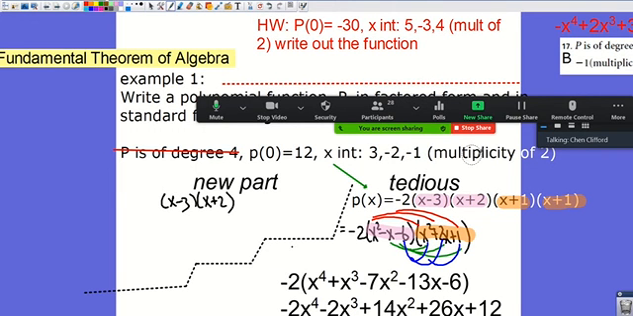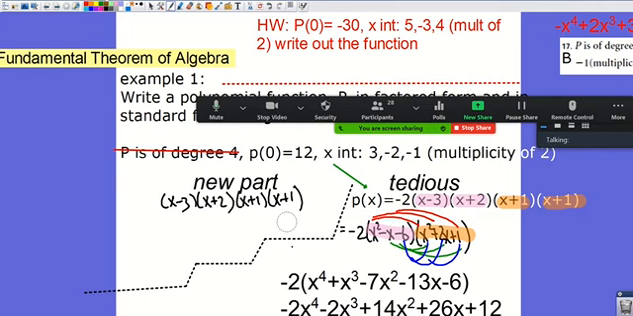And -1 with multiplicity of 2, people trip out on this. This is actually a super easy concept. Multiplicity of 2 just means it occurs twice. So there's another -1. If it's at multiplicity of 3, then it would be another -1. So I'm going to go x plus 1, x plus 1.